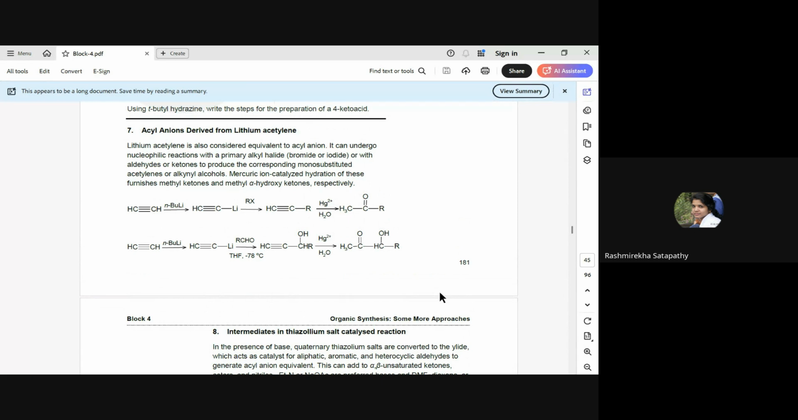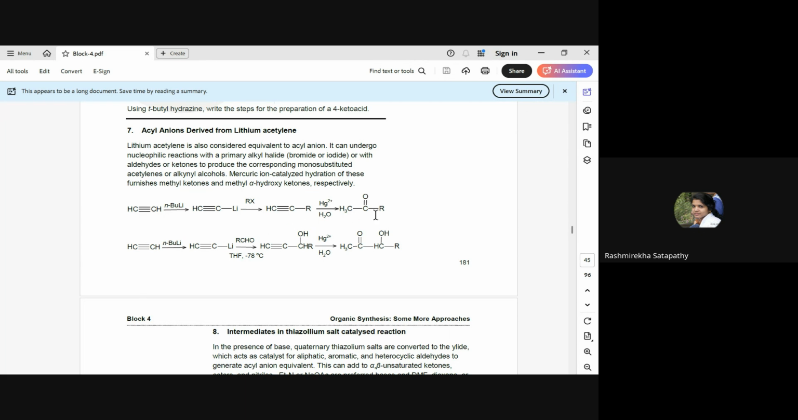Acyl anion derived from the lithium acetylenes. Lithium acetylene is also considered equivalent to the acyl anion. It can undergo nucleophilic reaction. The acetylene, when treated with butyl lithium, loses one of the hydrogen atoms, and the lithium atom is attached here. In the presence of RX, the R group is attached here.